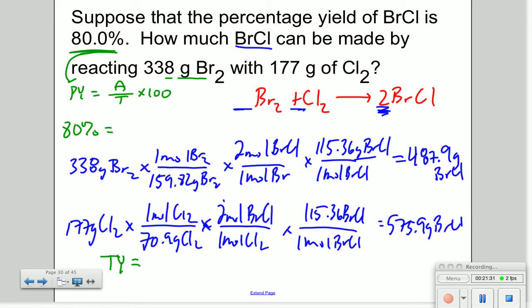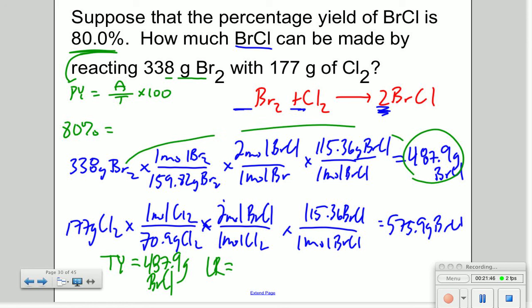My theoretical yield is the lowest. In this case, it's going to be 487.9 grams of BrCl. My limiting reactant would be Br2. Now, they want to know the actual yield. So I found my theoretical. So I'm going to go back to my original equation. My theoretical is right here, 487.9 grams. Actual, that's what I'm solving for, times 100.